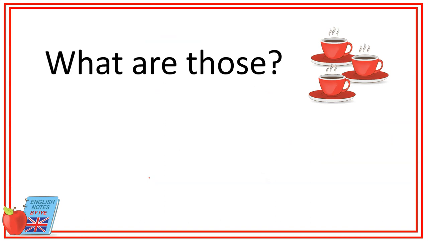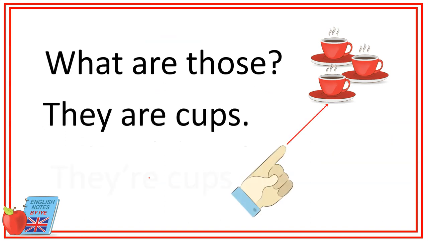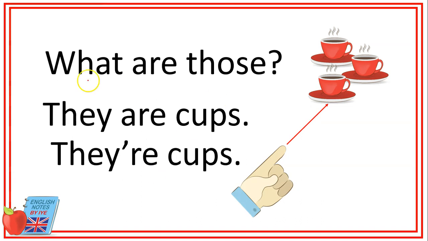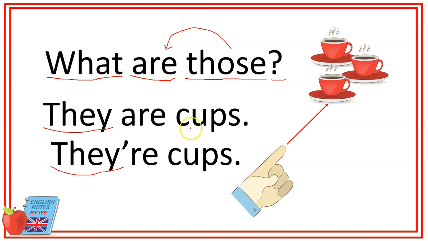Now let's see another example. For example, the question, what are those? They are cups. Now, one more time, we are using the question word what because we are asking questions about objects. We use those because the objects are far away. And we use are because the objects are plural. And remember, the verb to be always goes before the subject when asking questions. Now, we substitute the word those with the pronoun they. So we say they are cups. Remember, in this video, we will be practicing with contractions, okay?